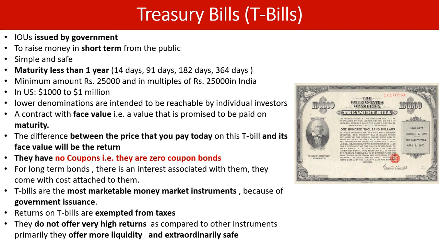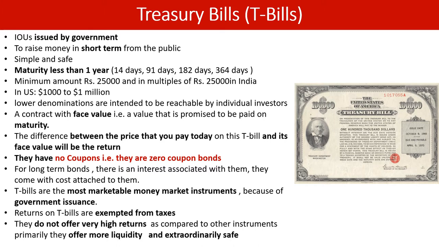Now, these are the IOUs which are issued by the government with an objective to raise money in the short term from the public. The key characteristic which makes them very lucrative for the investors or the stakeholders is the simplicity and the safety of these instruments. They have a maturity of less than 1 year and are available with varying maturity periods like 14 days, 91 days, 182 days or 364 days.